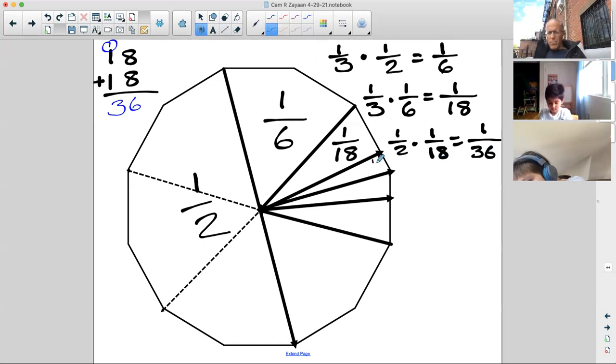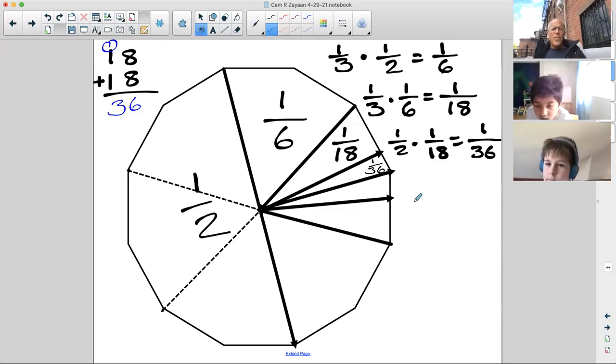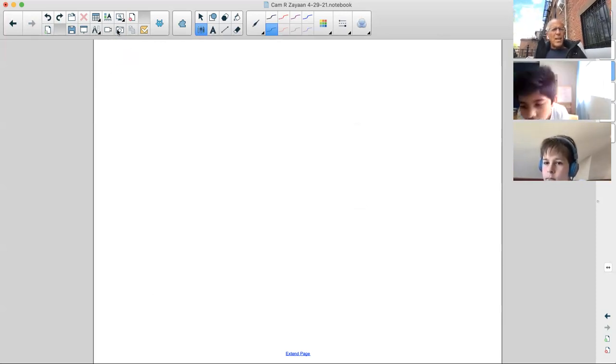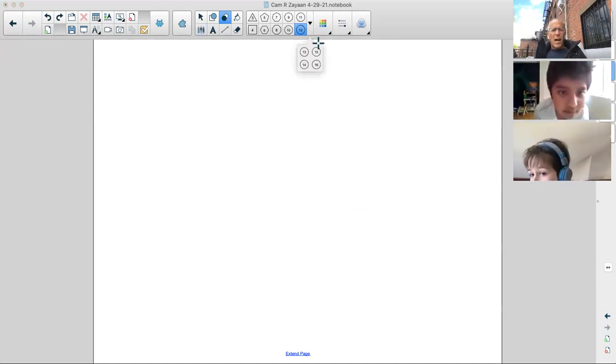And we're going to write that right in there. 1/36. Now, the next one we're going to do is the hardest one we've done yet, but it's going to be a lot of fun. And it's one of my favorite polygons.